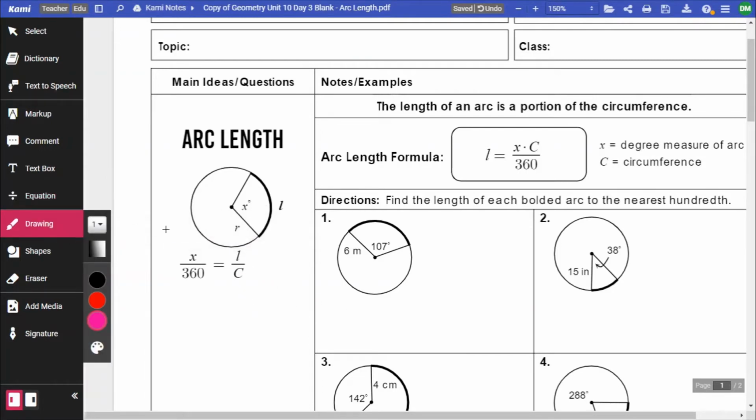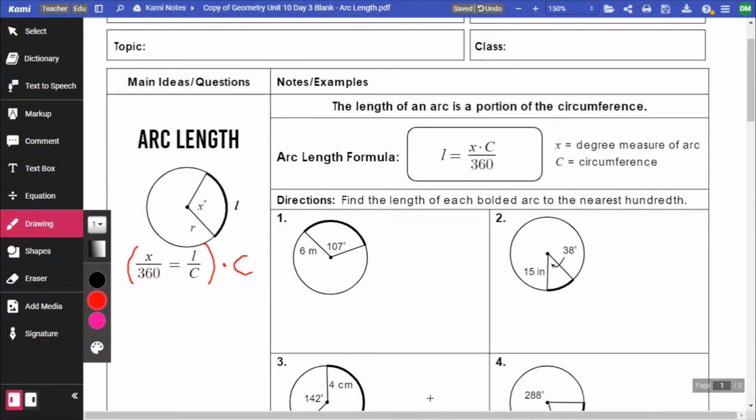So to get our arc length formula here, all we need to do is multiply both sides of this by c. That cancels the denominator here and puts the c up in the numerator on the other side. So we get that length is equal to x times c over 360. Keep that formula handy, and this shouldn't go too badly for you. The only thing we have to do is make sure we can find the circumference okay. And on a lot of these, we are going to just be rounding.